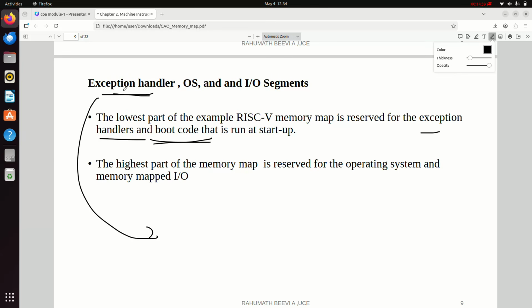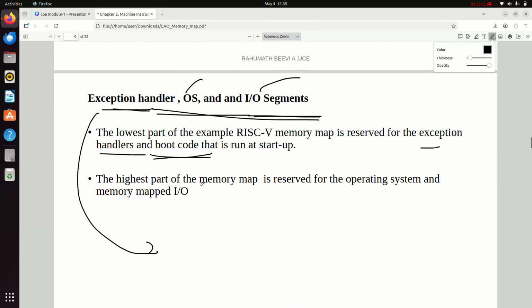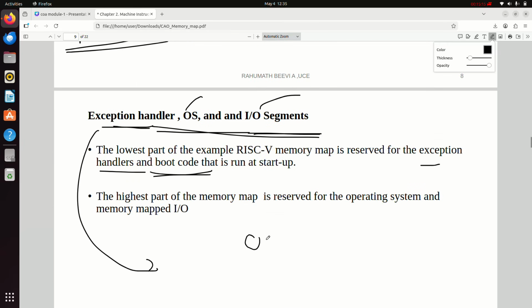Now the OS and IO segment is the highest memory part. It is reserved for the operating system and memory mapped IO devices. This is important. The OS and IO segment is mainly reserved for the operating system and memory mapped IO devices.